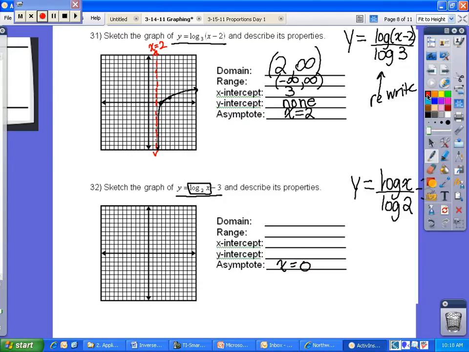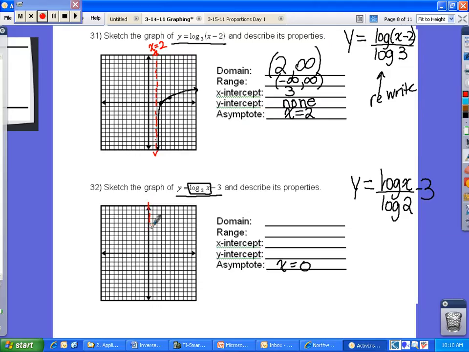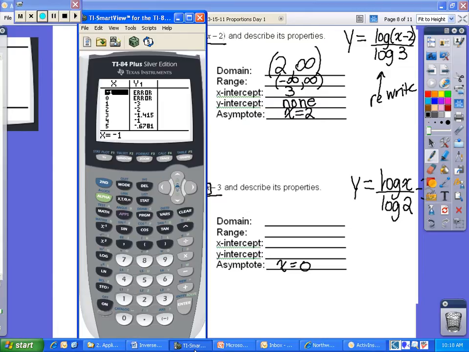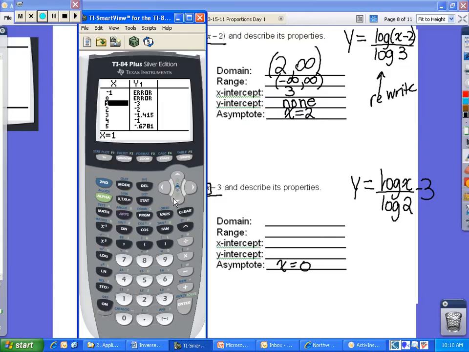So again, let's go ahead and draw that in. Asymptote, here's x equals 0, right along the y-axis, there's x equals 0. Okay. And now let's go ahead and get our values from our table here. Now, one thing that you won't be able to see is the x-intercept. Notice when y is 0, x is 8. Okay, so that's actually going to be our x-intercept.